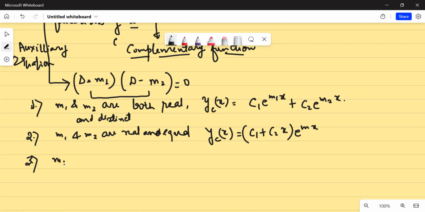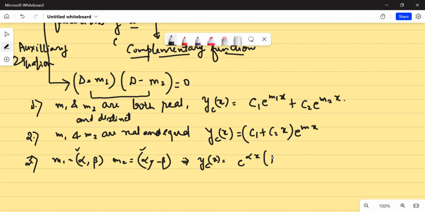And if it happens that these two roots are imaginary, that is, m1 is alpha plus i beta and m2 is alpha minus i beta, and this is from the theory of equations, which says that if one of the roots is a complex number, then the other root will be its complex conjugate, then the complementary function is given by e to the power alpha x, times a sin beta x plus b cos beta x.